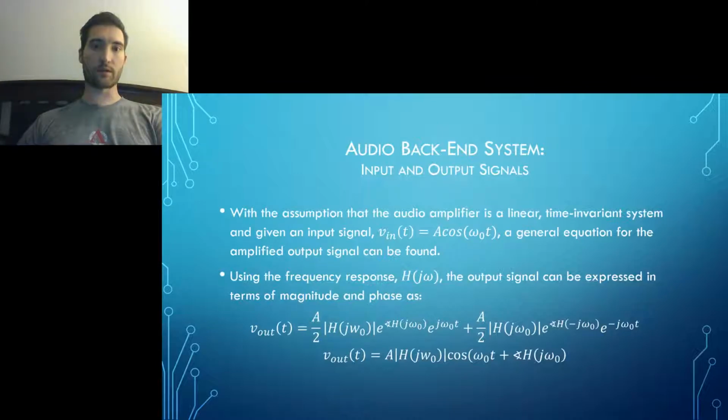Given the assumption that the audio amplifier is an LTI system, and also given an input signal, we can find a general equation for the output signal. We use the frequency response H(jω), and the output signal can be expressed as these two equations, which are equivalent. As you can see, the output signal looks very similar to the input signal, except it is amplified by the magnitude of H(jω0), and then the phase of H(jω0) is added to the input phase.